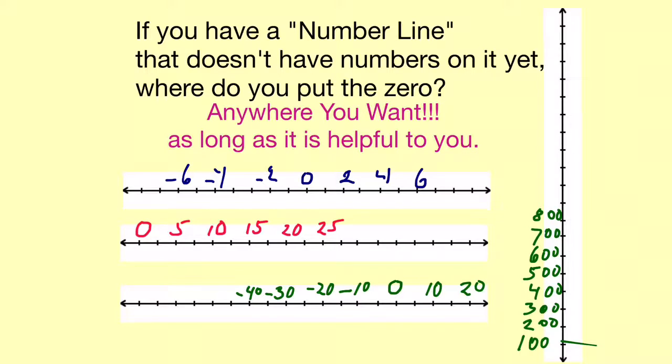You might put it in the middle, you might put it to the left, you might put it sort of toward the right, or as in the case of the number line on the right, the 0 is on the number line, but it's below what we can actually see.